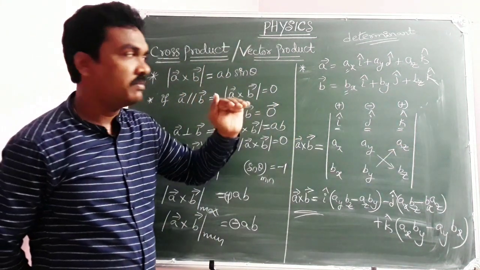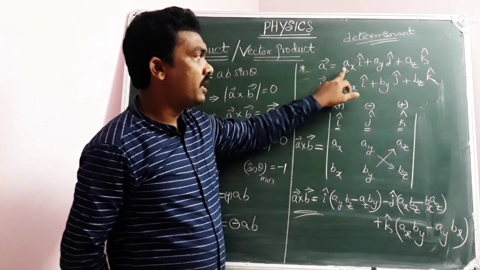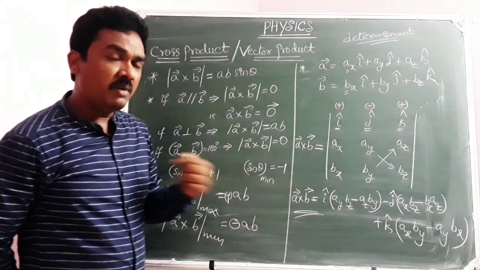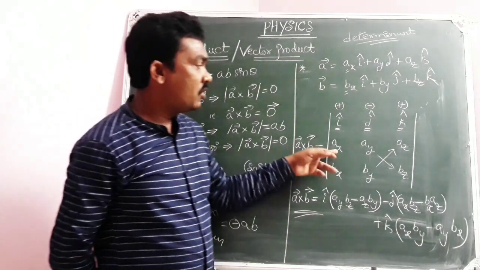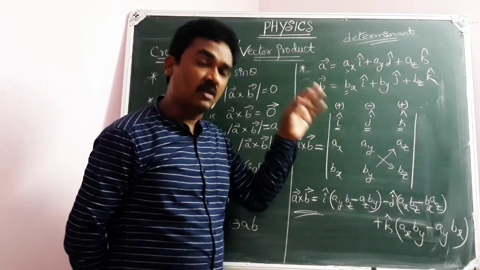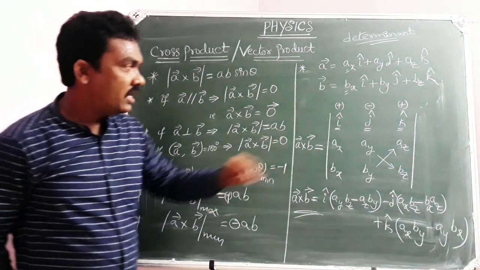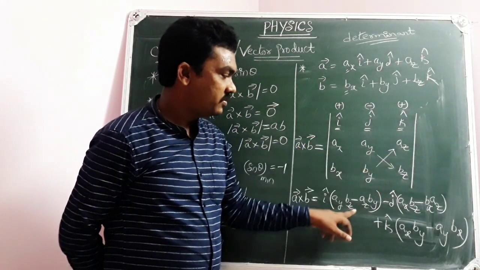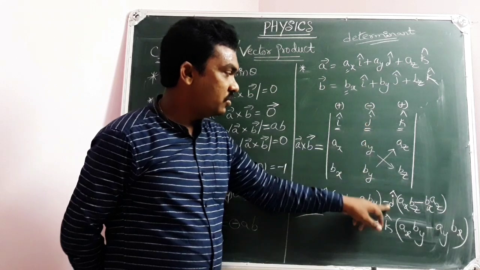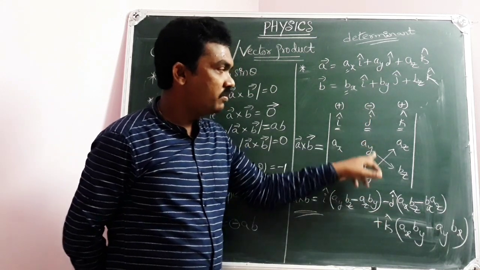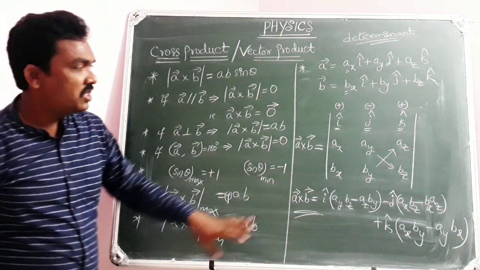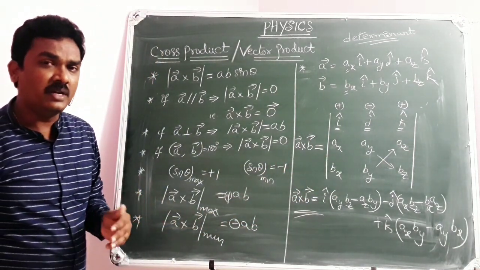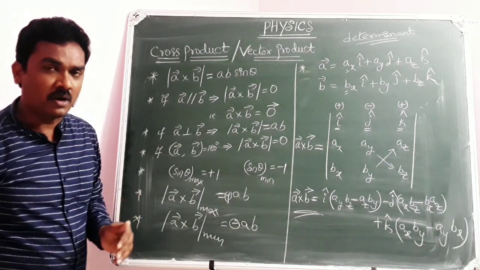First row I cap, J cap, K cap. Second row components of A bar. Third row components of B bar. Because I am writing A bar cross B bar. If I am writing B bar cross A bar, second row B bar components, third row A bar components. Then I cap into the cross product, J cap into, K cap into, but with the second term this should be minus. This is the conventional formula to calculate the determinant of elements arranged in proper order.